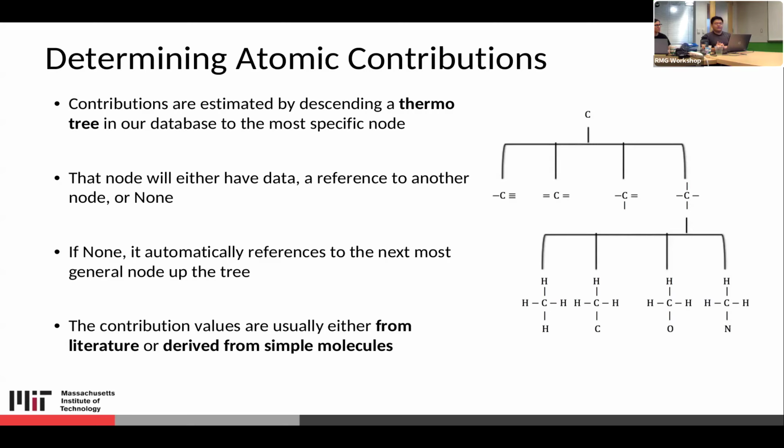We do that through a thermo tree in the database, by descending a thermo tree to the most specific node. In the database, each node either has data, a reference to another node, or none. If it's none, it will reference up to the most general node up the tree. And these values are either from literature that we then place into the database or derived from other simple molecules.